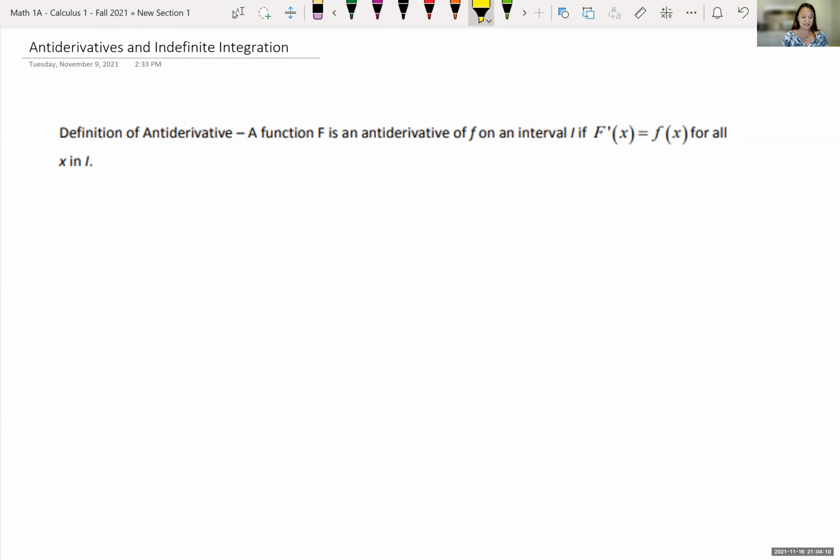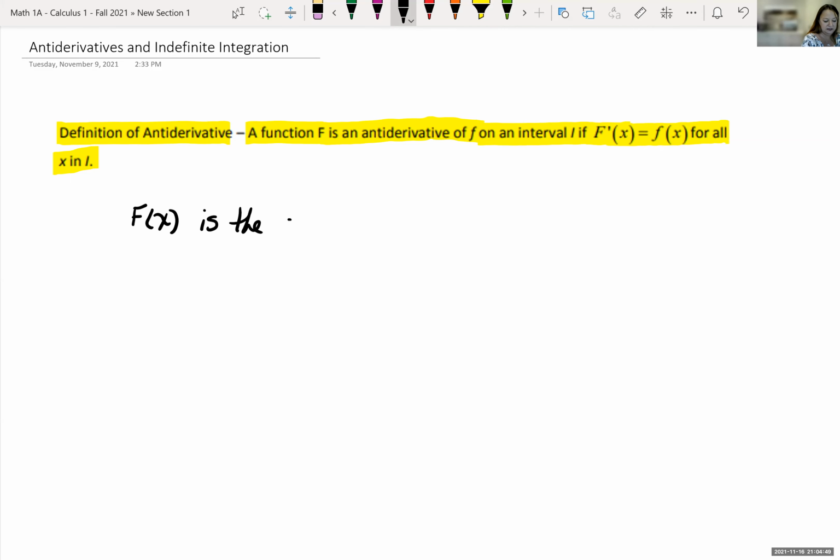Okay, so right in front of us, you should see the definition of an antiderivative. A function, capital F, is an antiderivative of lowercase f on an interval I if we take the derivative of F, F prime of x, we would get back little f of x for all x on I. Antiderivative, we will denote with a capital F. So capital F of x is the antiderivative of little f of x.